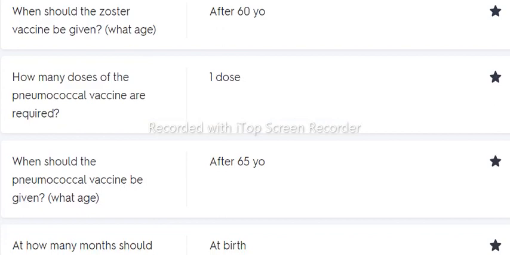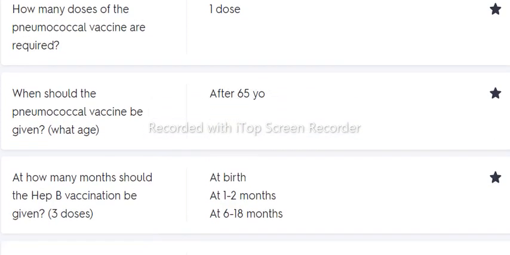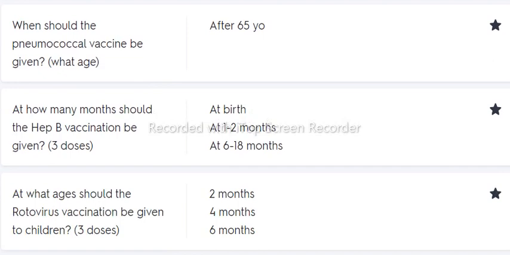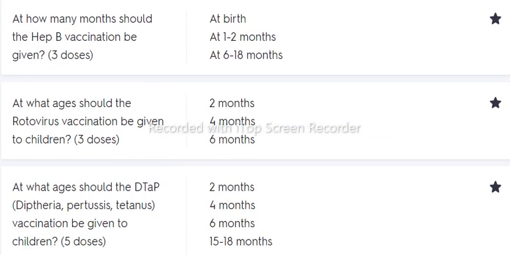When should the zoster vaccine be given? After 60 yo. How many doses of the pneumococcal vaccine are required? 1 dose. When should the pneumococcal vaccine be given? After 65 yo. At how many months should the Hep B vaccination be given? At birth, at 1 to 2 months, at 6 to 18 months.